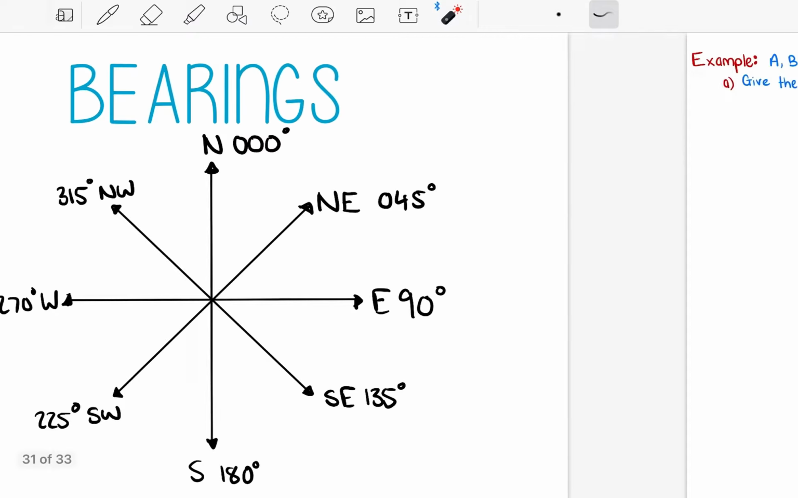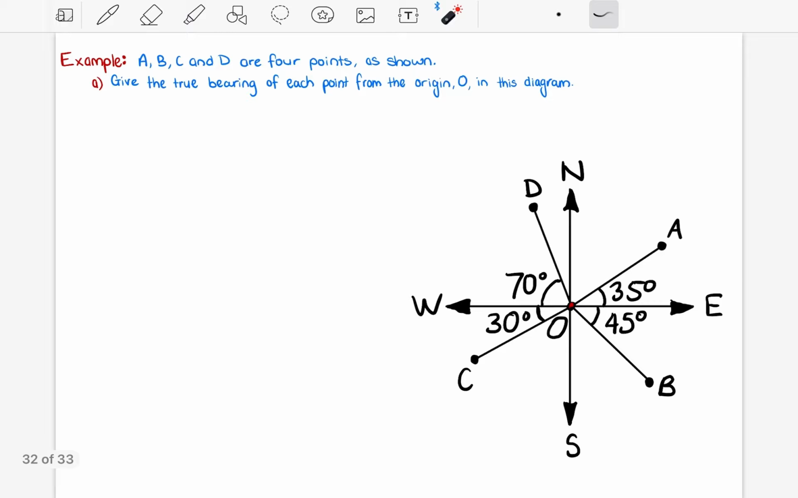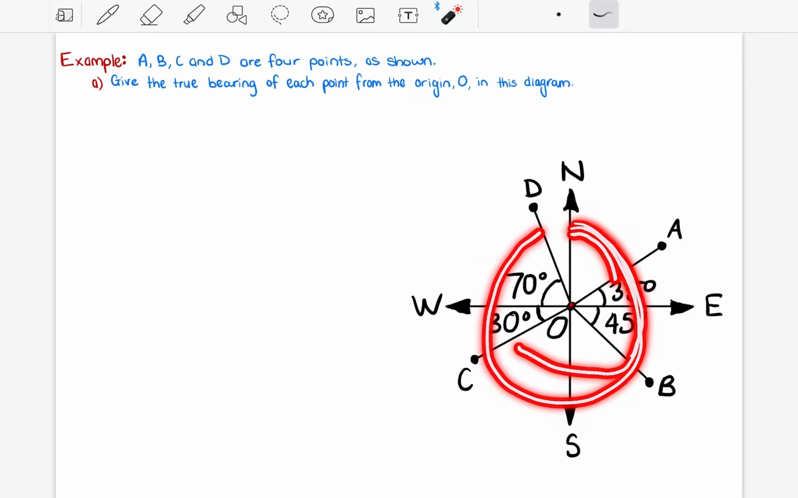Okay, so let's have a look at the first part of our example. It says A, B, C, and D are 4 points as shown. So here's A, B, C, and D. It says give the true bearing of each point from the origin in this diagram. The origin is the part here in the middle. So for every single one of these, we need to start from north. We're starting from this line here, and we're seeing how far round each line goes by degrees.